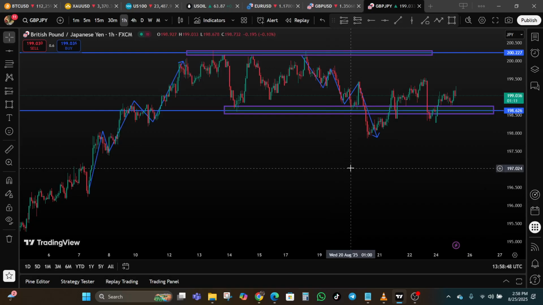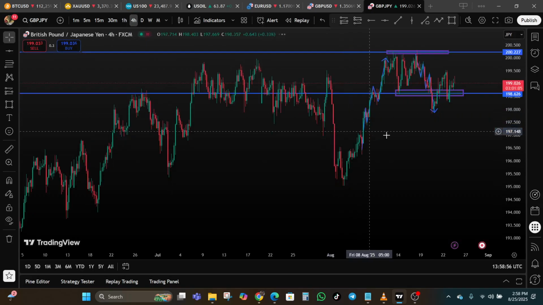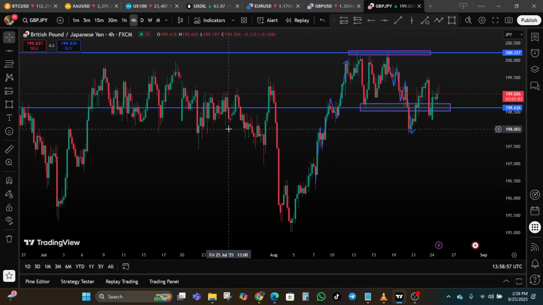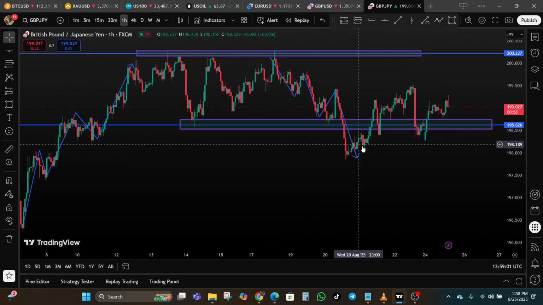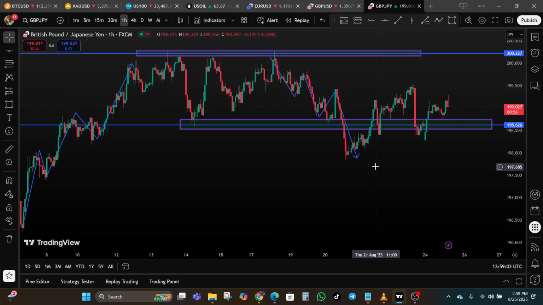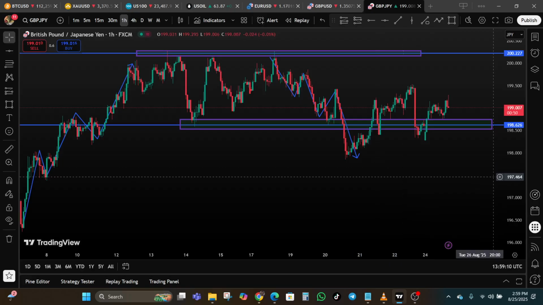You mark out your key levels. You can even decide to go to a higher time frame to mark out these levels. You can decide to go to the 4 hour or even the daily chart. You mark out your levels, and then you come back down to the 1 hour chart and execute your trades. So this multi-time frame approach is what makes the H1 strategy so effective.